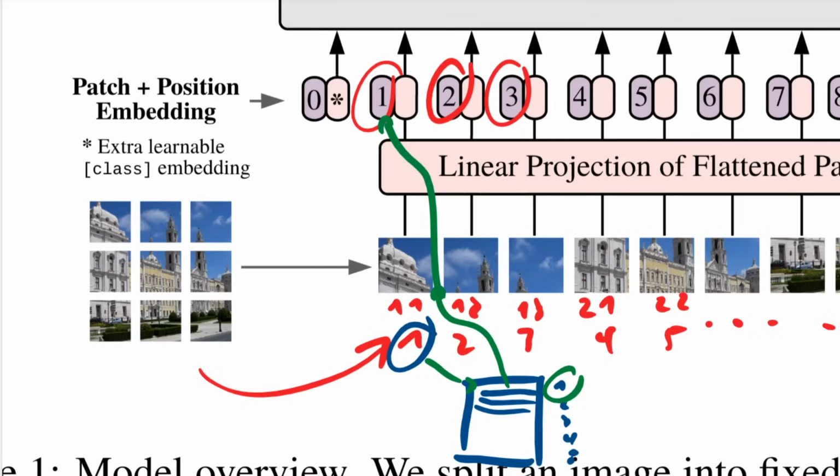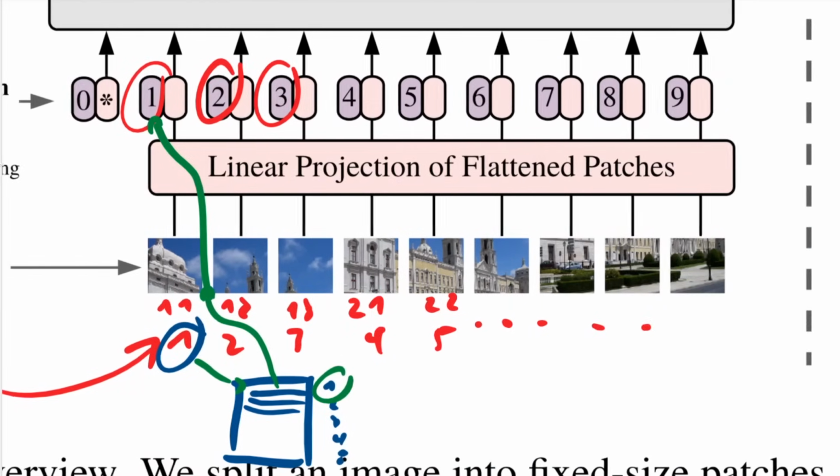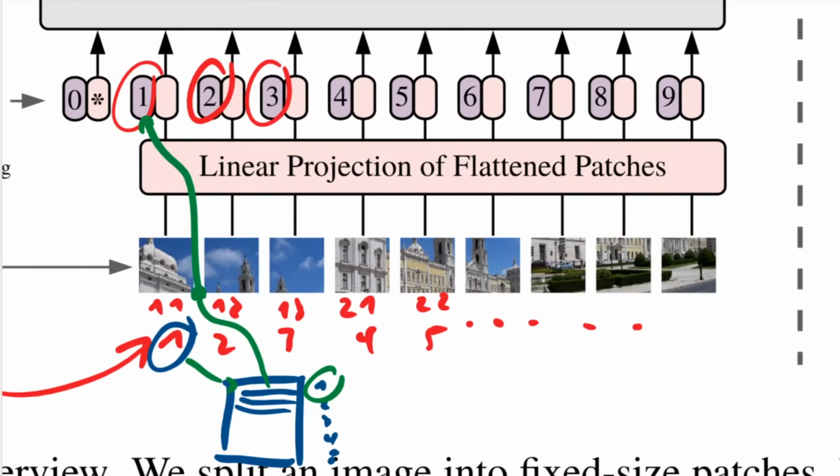Now, the patch itself is still a small image, right? It's a 16 by 16 image. So you have to get that somehow into a form where the transformer can understand it. One way of doing it, of course, is simply to unroll it. What's 16 by 16? It's like 256. It's a 256 dimensional vector.